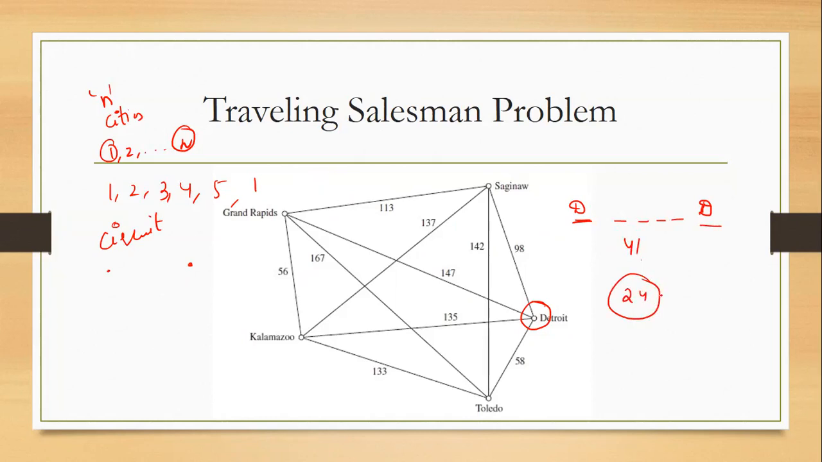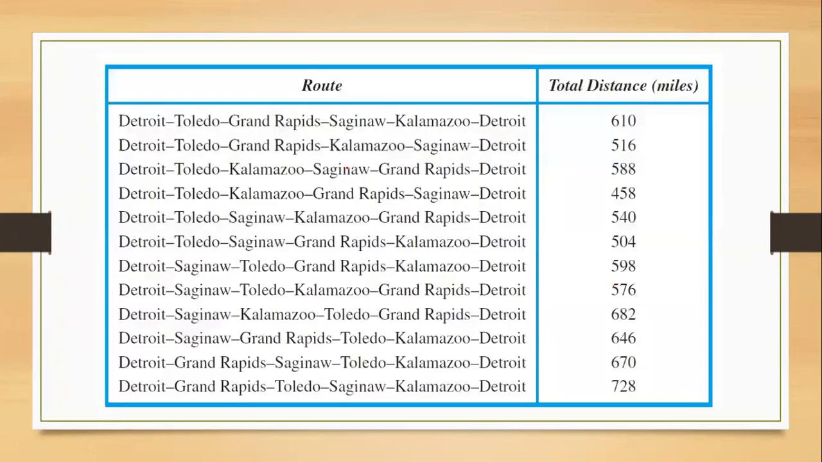But here we don't have a direction, so travelling in the reverse order gives the same route. So we will have only 12 different paths. From these 12 paths, we have to calculate the distance of each. Beginning and ending at Detroit, this can be done in 12 different ways. This is a famous problem known as the traveling salesman problem.